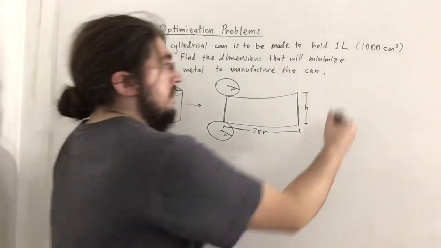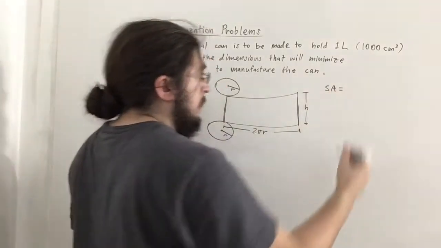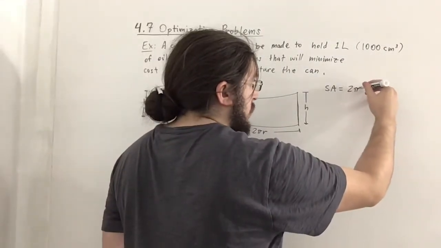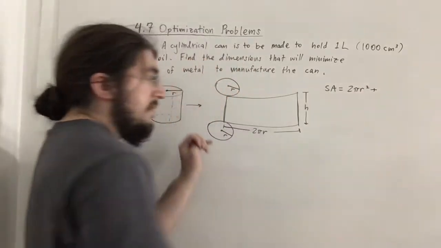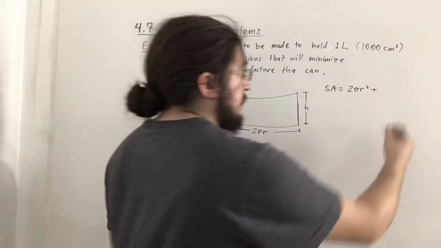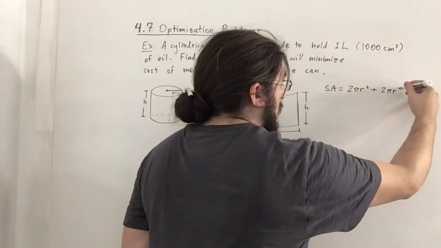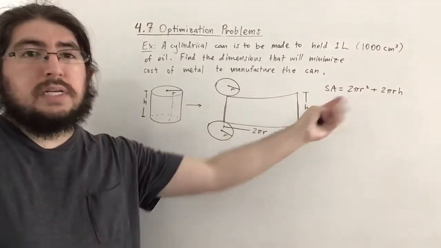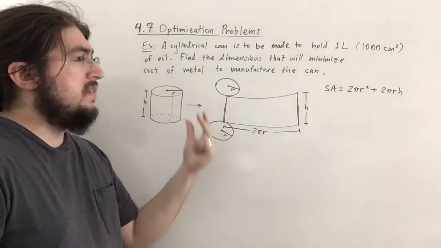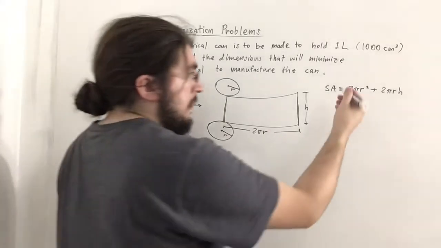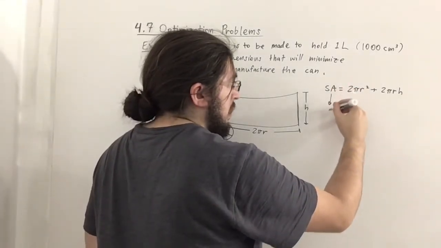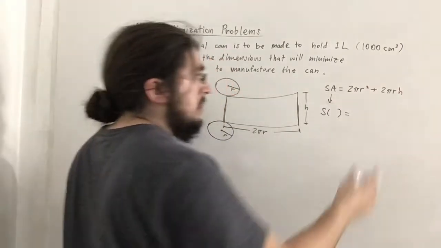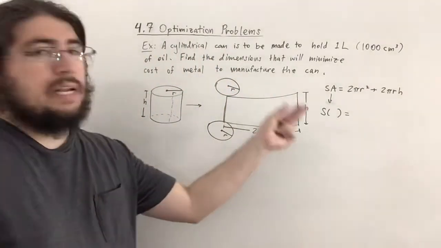And in fact, what we've discovered is that the surface area can be found as the sum of the areas of these two circles, which is pi r squared each, so we have two of those, plus the area of this rectangle, which is 2 pi r times h. Awesome. But now the issue is that we have two variables here. We want to minimize surface area, so we're going to call this s. I'll call it s of something, but I want it to be in terms of only one variable, not two. So there must be a way we can relate r and h.